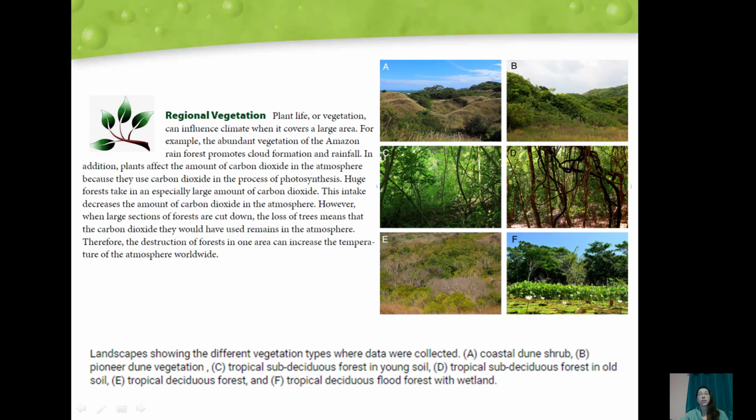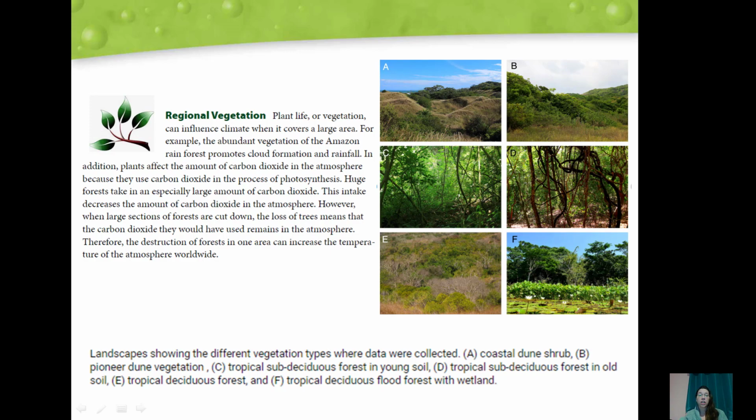However, when large sections of forest are cut down, the loss of trees means that the carbon dioxide they would have used remains in the atmosphere. Therefore, the destruction of forest in one area can actually increase the temperature of the atmosphere worldwide.